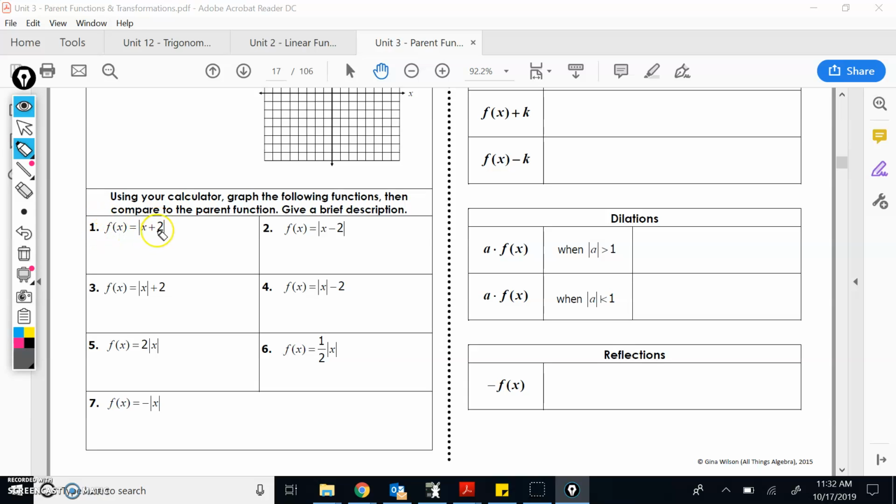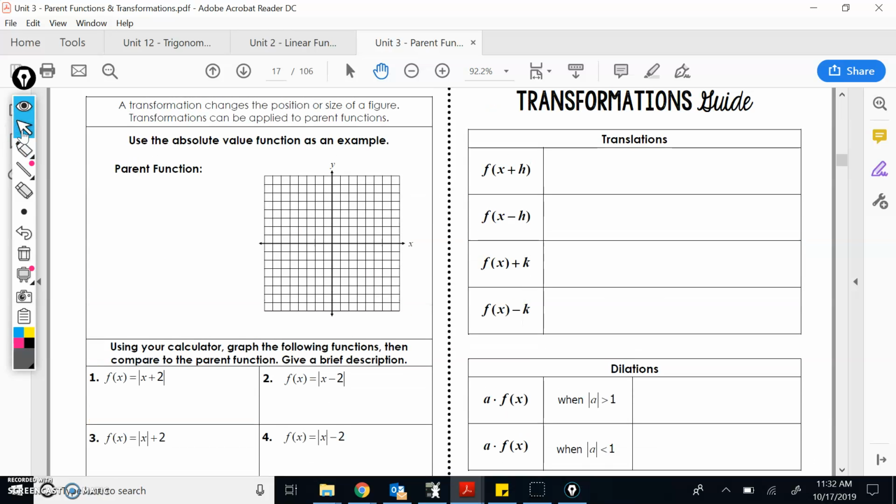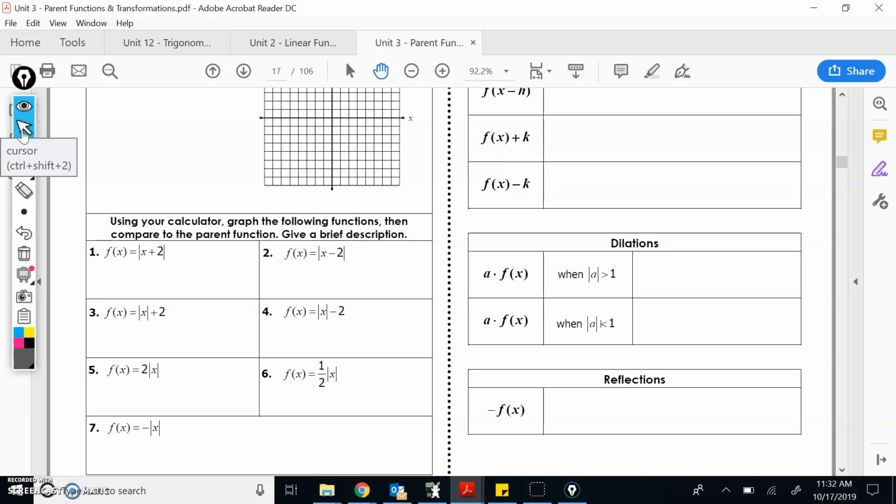So for number 1, it's inside the parentheses. So we're talking about the h's, and it's plus. So that means it is moving left 2. So the graph starts here. And if you move left 2, the whole graph is going to move over left 2. So now your new graph is over there.